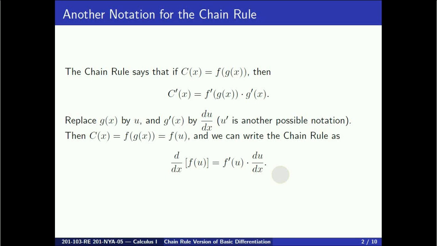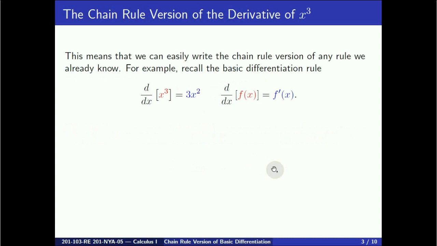This new version of the chain rule allows us to take any of the basic differentiation formulas that we have seen and rewrite it in its chain rule version. For instance, take the function x cubed. Which basic differentiation formula would we use here to obtain its derivative? The power rule, of course. Its derivative is 3x squared. So on one side of the equation we have the derivative of a basic function, and we could say that x cubed is f of x, and on the other side its derivative, 3x squared, which would then be f prime of x.